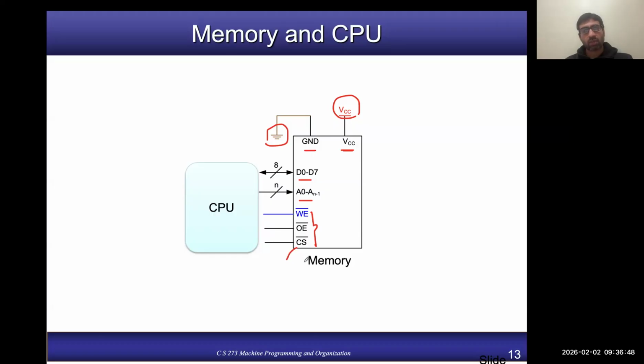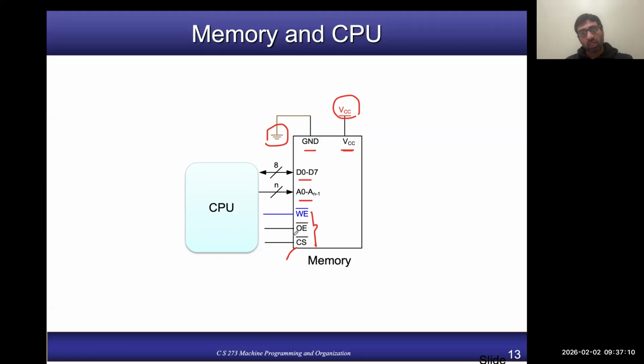Here CS stands for chip select. The job of chip select is to tell the memory chip that you are selected. You are selected means you are enabled, so whatever address is placed on the address bus by the CPU is for you. It means that you are enabled and should be in working mode.